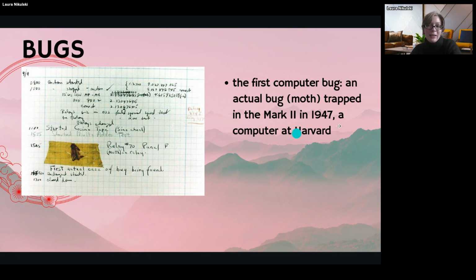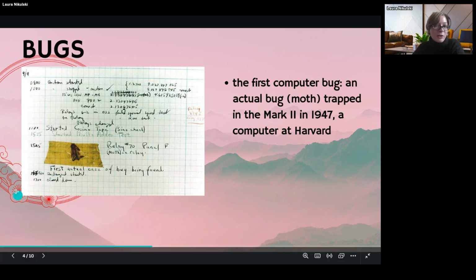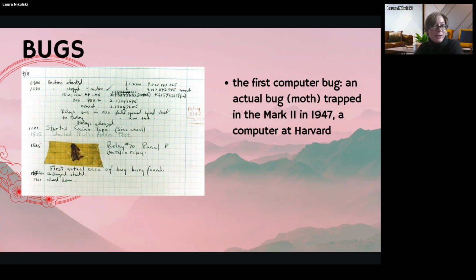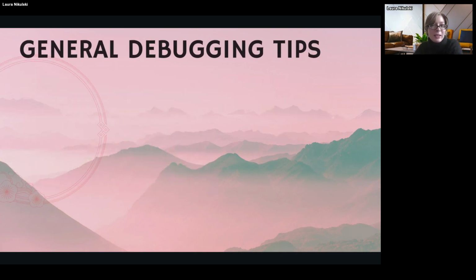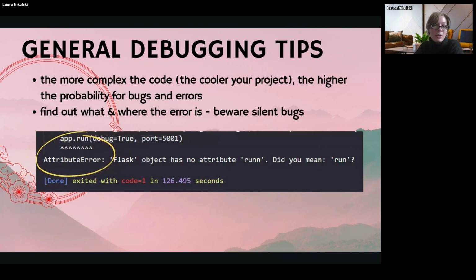Apparently in 1947, there was a computer at Harvard University called Mark II. And the staff kept having issues. Some program just would not run. And when they went to investigate, they found that it was not anything to do with how the program was written. It was an actual bug. And they preserved that bug. And yeah, that's apparently how the name came about. Still love that story.